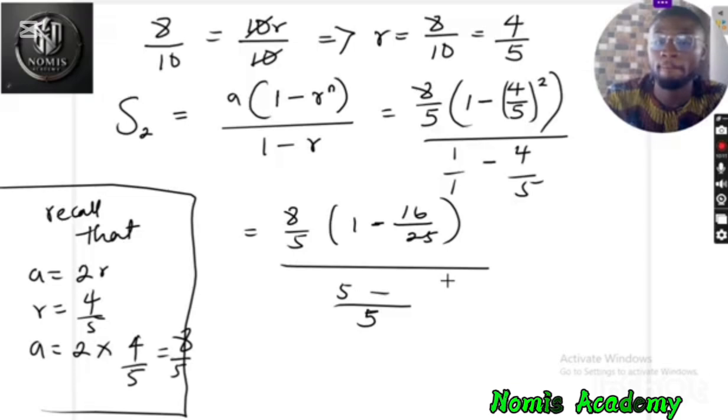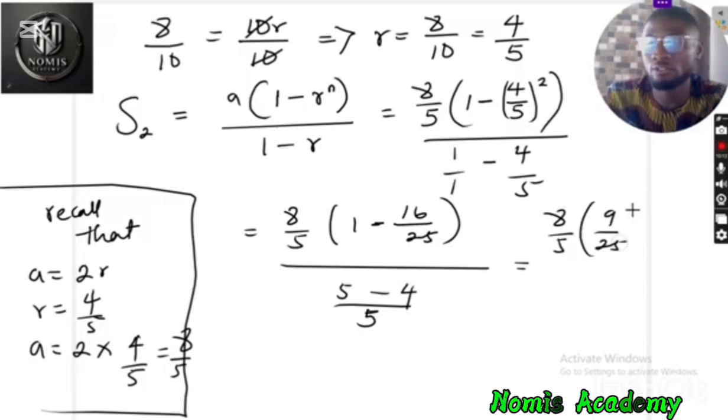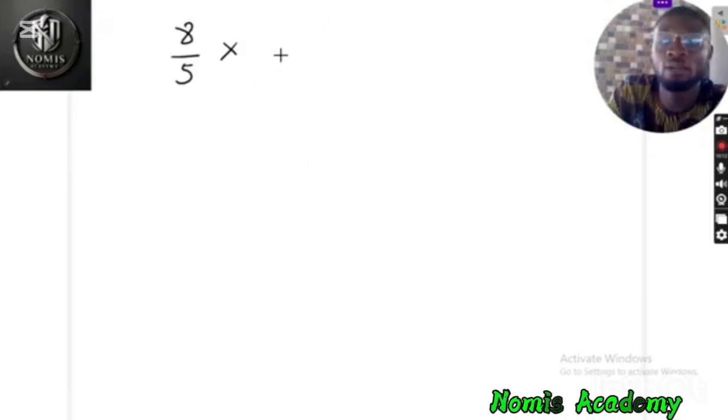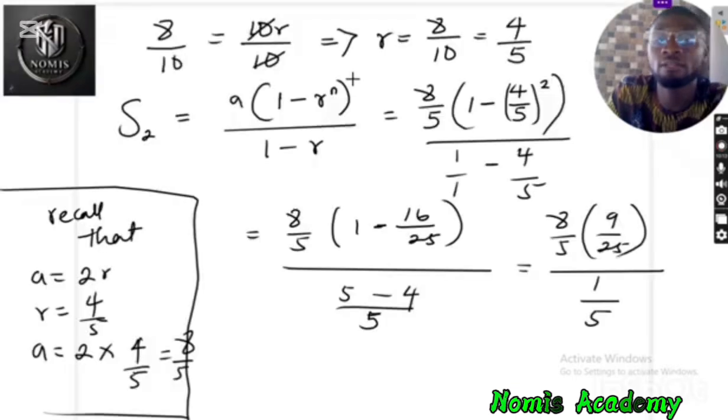So this becomes 8 over 5, open bracket. Here the LCM is 25. So if you subtract 1 minus 16 over 25, you will have 9 over 25, without wasting our time. 9 over 25, all over here we have 1 over 5, right? So let's take it to the next page and simplify it. Now we are left with 8 over 5 multiplied by 9 over 25 divided by 1 over 5.